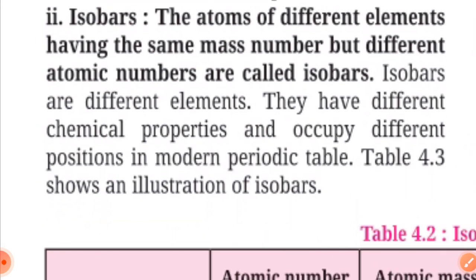Second, isobars. The atoms of different elements having the same mass number but different atomic number are called isobars. The isobars are different elements. They have different chemical properties and occupy different positions in the modern periodic table. Table 4.3 shows an illustration of isobars.